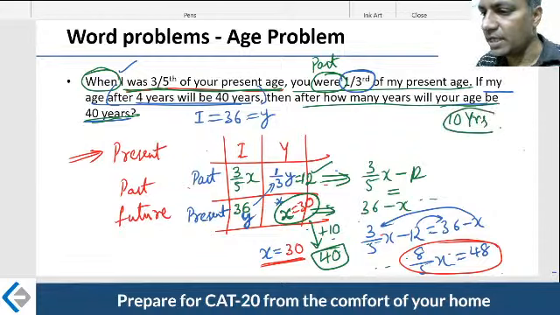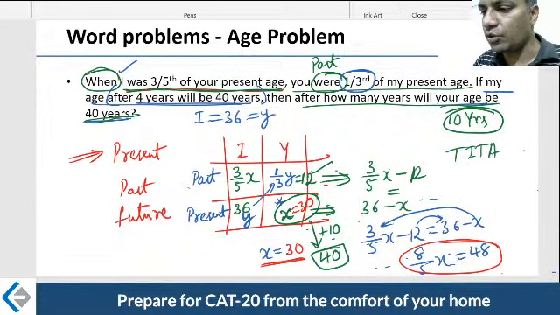Answer options will be there, or sometimes it will be a theta question. Some of the exams have gone into the theta question as well.